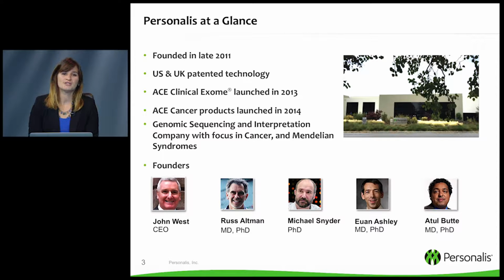So Personalis was founded in late 2011 by our CEO, John West, and our scientific founders, Stanford professors and physicians Russ Altman, Mike Snyder, Atul Butte, and Euan Ashley. We hold multiple patents, both in the US and in the UK, for our proprietary ACE technology. And in 2013, we launched our first clinical test, the ACE clinical exome, which was for inherited and Mendelian disorders. But since then, we've really had a strong focus on developing our cancer portfolio. We have both a CLIA and a CAP accredited laboratory, high-performance computing clusters, and a strong bioinformatics and operational expertise in-house.